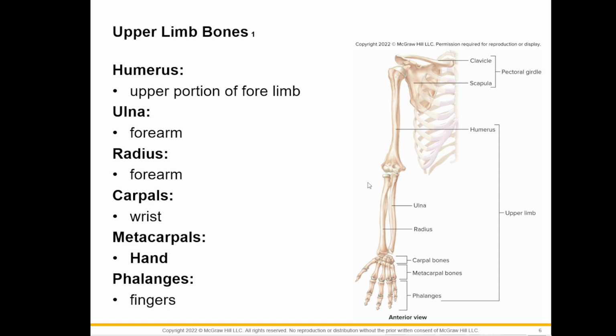So this position here is in anatomic position. Kindly remember that the radius and the thumb are always on the same side. The radius is lateral because the thumb is also lateral in anatomic position. So humerus, ulna, radius, carpals, metacarpals, and then phalanges.